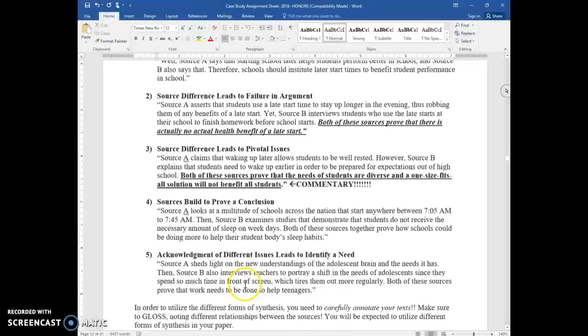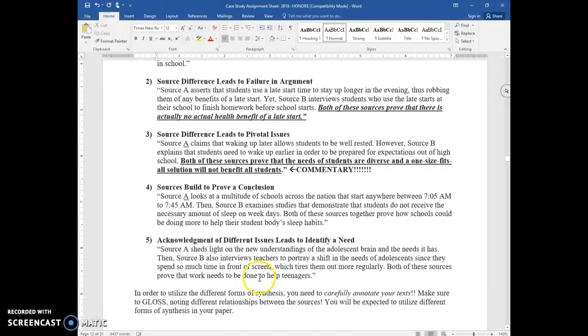Now, the fourth way that you can take a look at how sources relate to each other is that they build upon each other, meaning that one source might start an idea and then another source finishes it, and then you can come to a conclusion based on that.